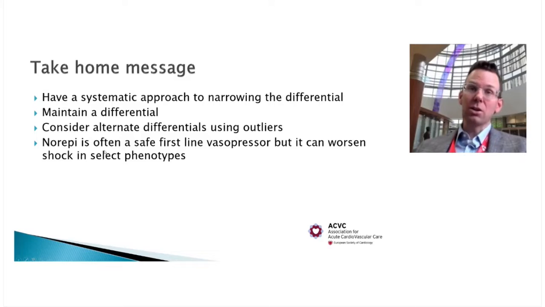So my take-home messages, ladies and gentlemen: one, have a systematic approach to narrowing the differential to a few items, and then go through Sergio's approach into doing a deep dive into what the cause is. Maintain a differential and consider alternative differentials, using the outliers when you're failing. And norepinephrine is often a safe first-line vasopressor, but it can worsen a shock in very select phenotypes. So thank you for your attention.